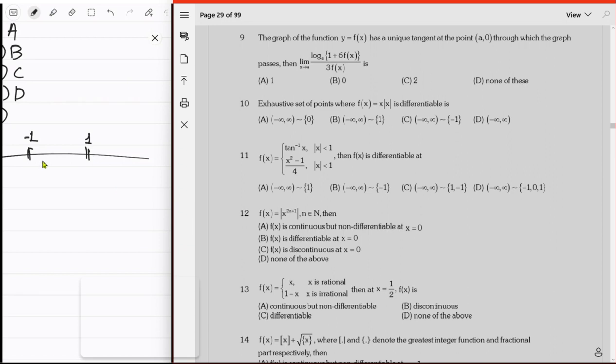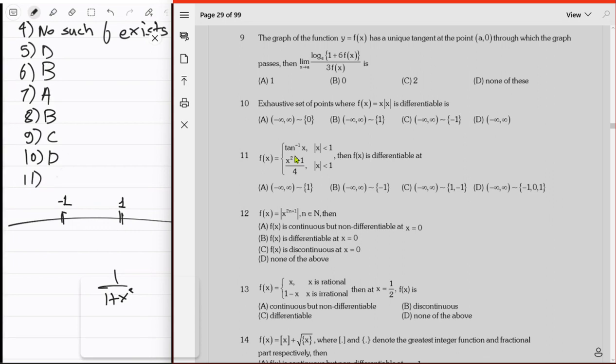So what does that mean? Yeah, it's differentiable at all points except at x equal to 1 and minus 1. Okay, at 0, the derivative of tan inverse of x is 1 upon 1 plus x squared. No, it is differentiable at 0 as well. So just C is the answer.